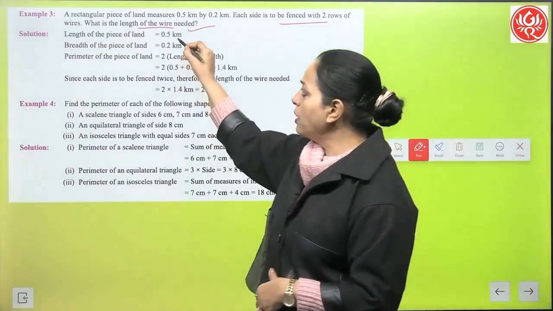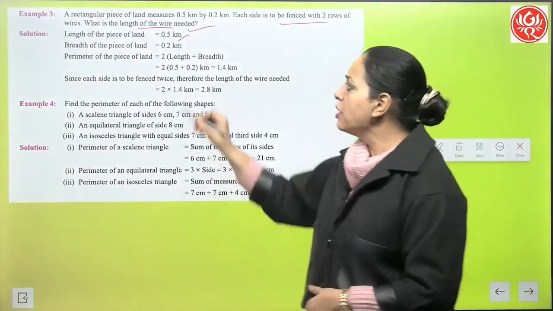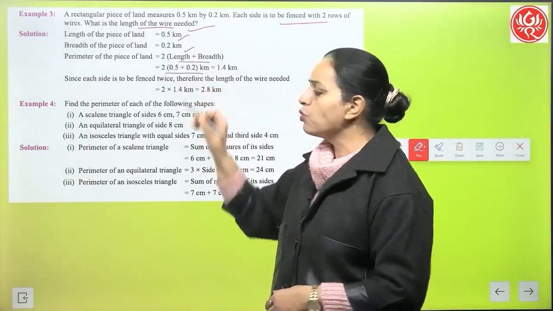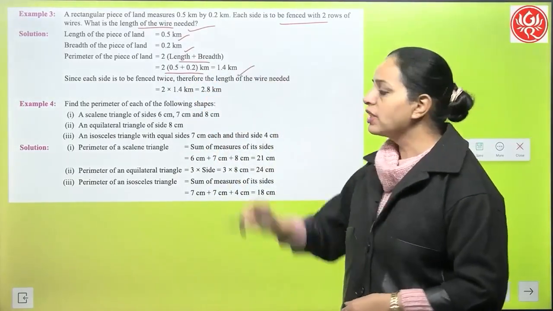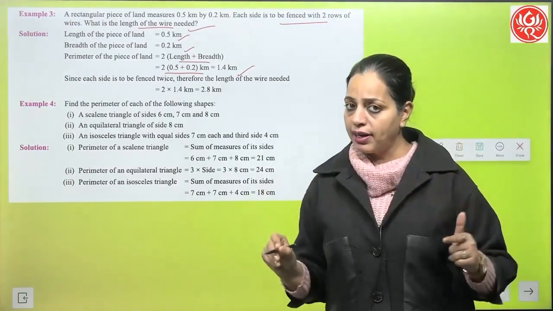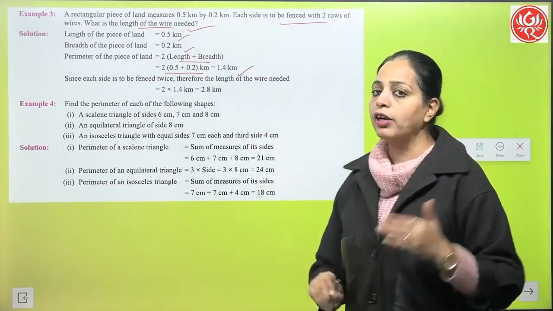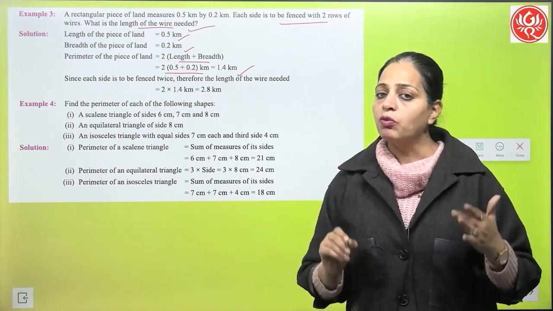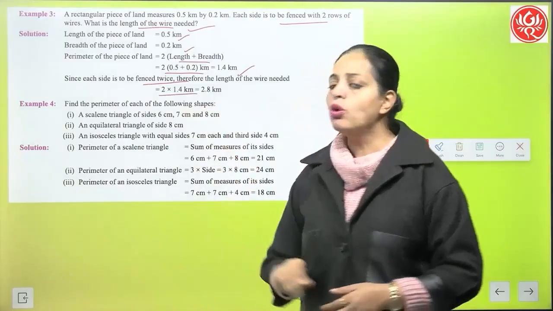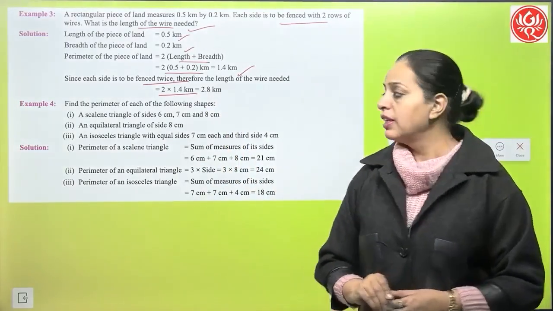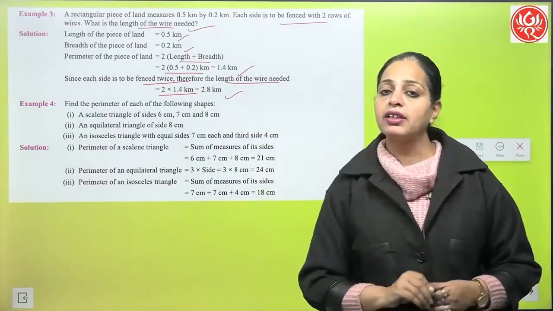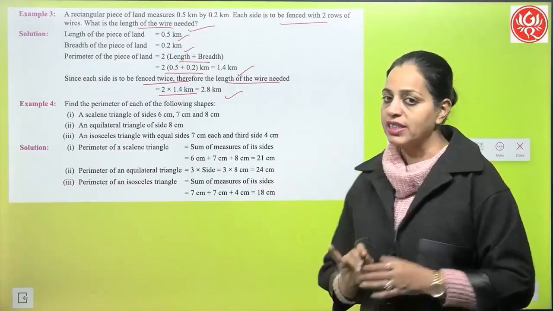So length of the piece of land is 0.5 kilometer. Breadth is 0.2 kilometer. So what is the perimeter? 2 into L plus B. We can find it out. This is 1.4 kilometer. यानी अगर हम एक बार लगाएंगे वायर, it means we required 1.4 kilometer, but we need 2 rows of wire. So how we can find it out? 2 into 1.4 kilometer, that is 2.8 kilometer length of the wire needed, right? I hope this is clear to you.